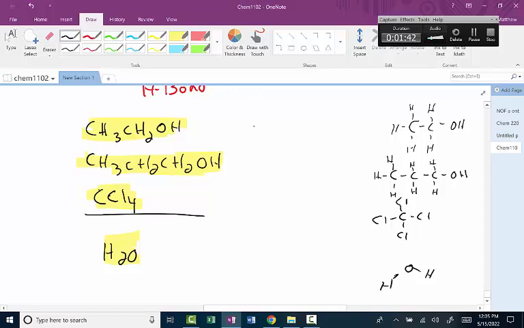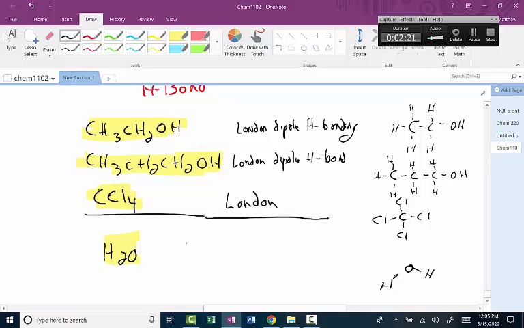So CH3CH2OH, ethanol, has London, it has dipole, and it has hydrogen bonding. CH3CH2CH2OH has the same thing, London, dipole, and H bonding, but it has more London. And CCl4 only has London. And the question is, which of these three are more soluble in water, which has London, dipole, and H bonding? It has a lot of H bonding. So clearly, we got to throw this one out because it only has London, and like dissolves like.